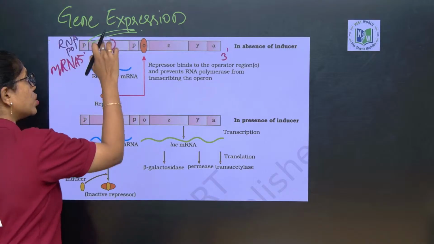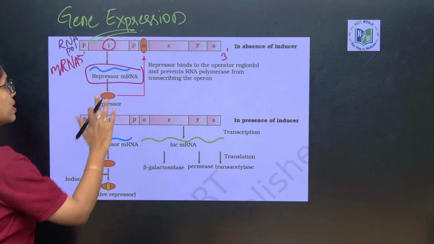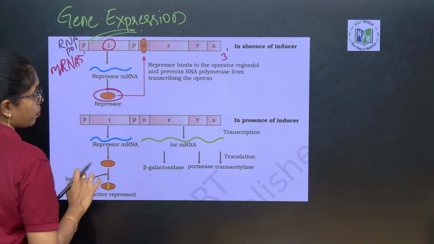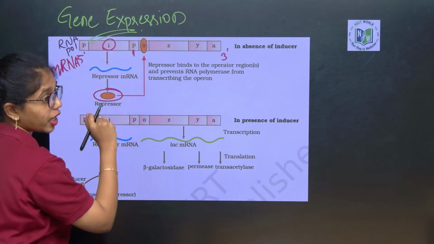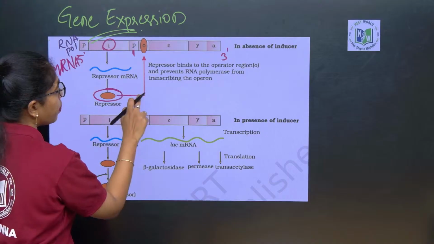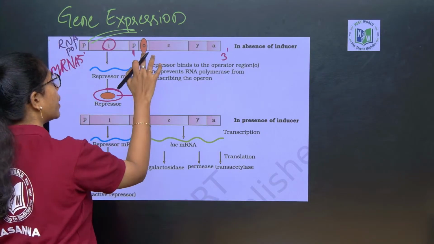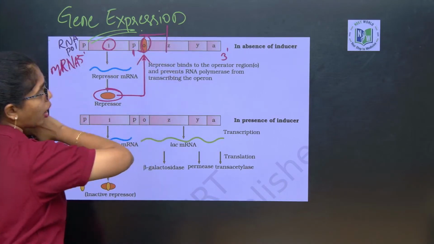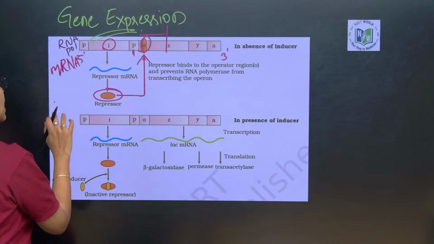Then the I gene will synthesize repressor mRNA. Next, to the promoter region, again RNA polymerase will come and bind. Repressor, if it is free without any lactose, will go and bind to the operator region, inhibiting the process of gene expression. Here the inducer is lactose.